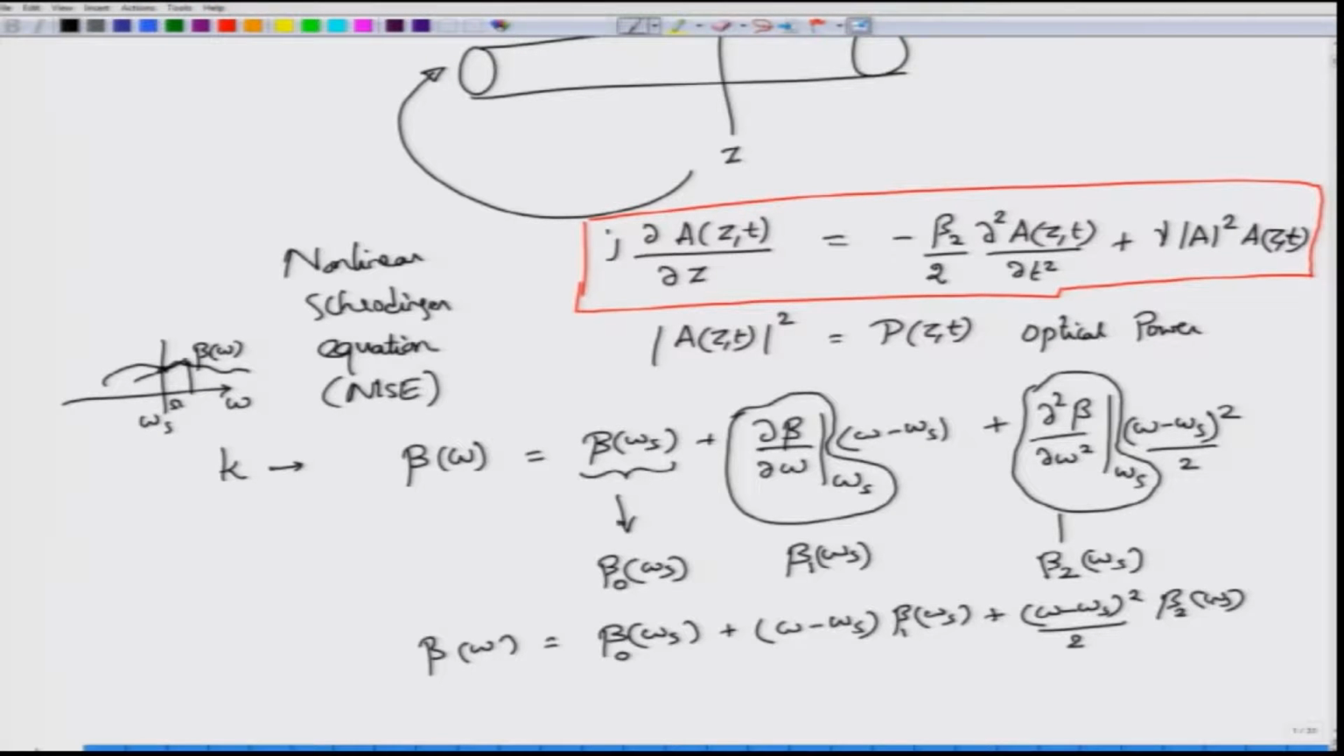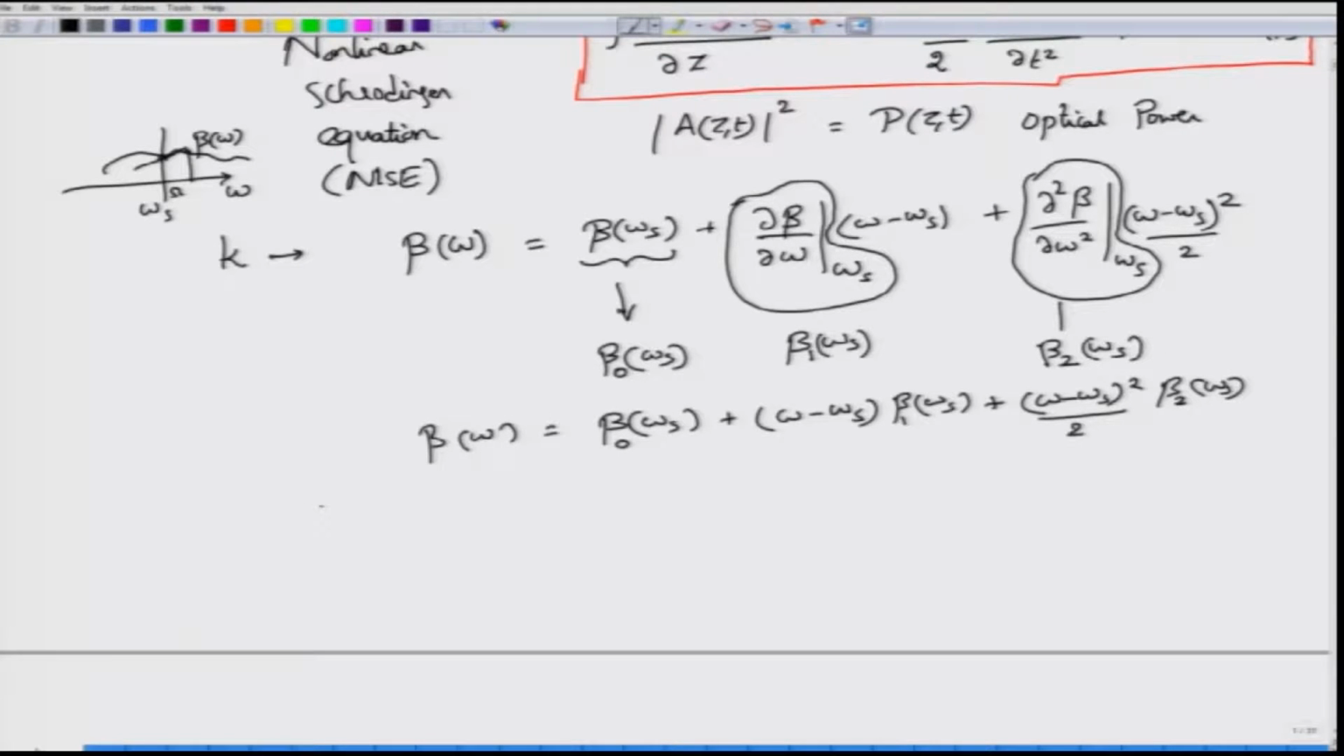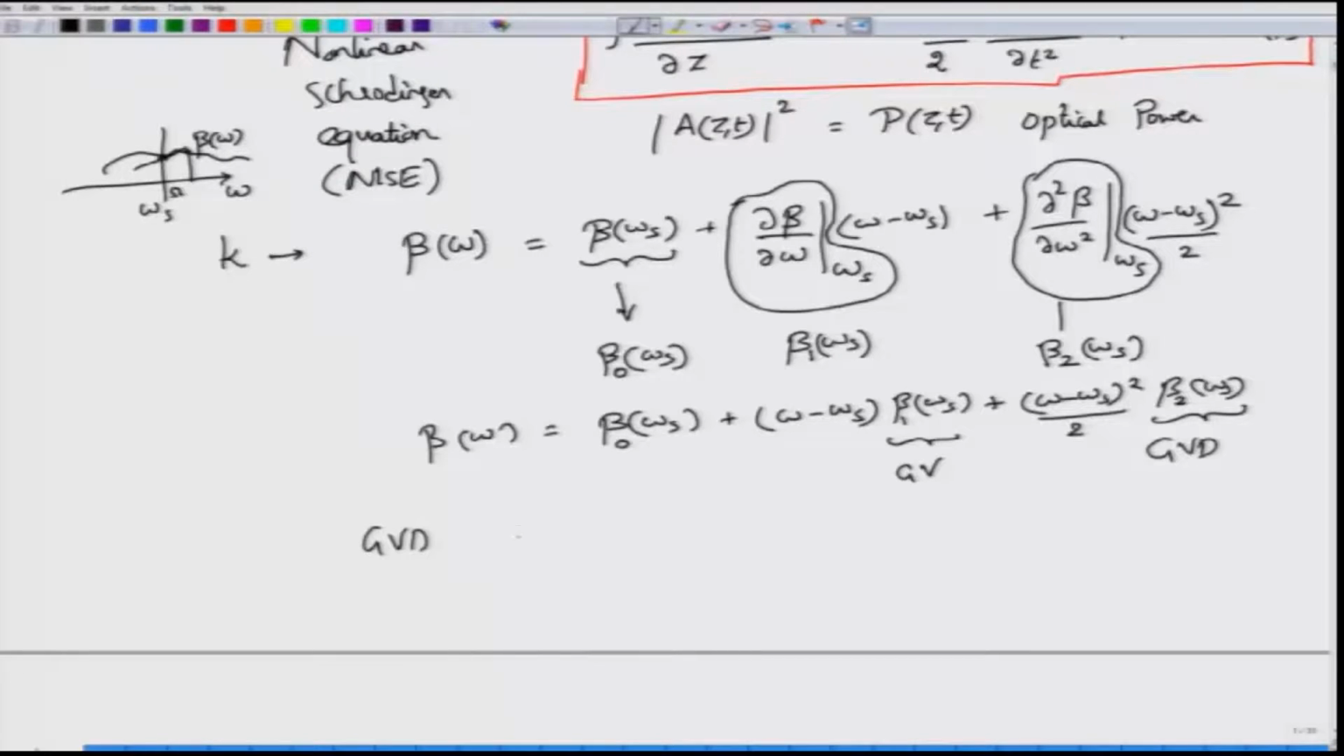Now, you remember we have already discussed what is beta 2. So, this is the group velocity and this is the group velocity dispersion that we have already looked at, and we have talked about group velocity dispersion in terms of a parameter known as dispersion parameter or dispersion coefficient, right. And we had related beta 2 to D.